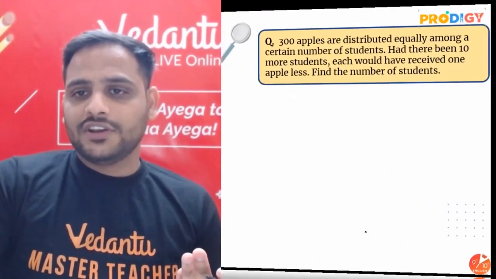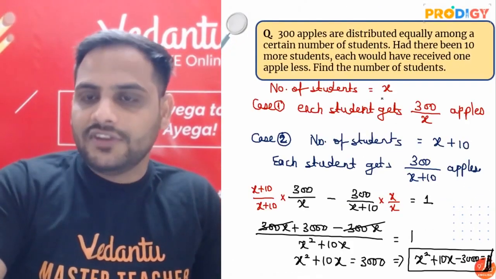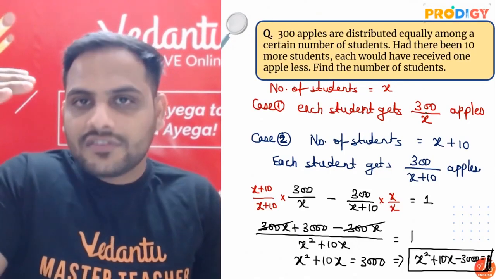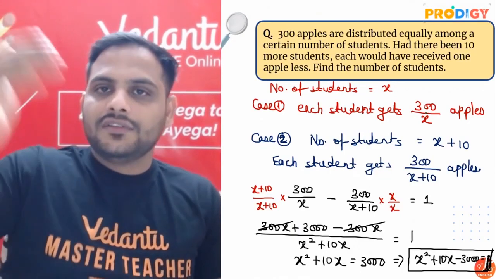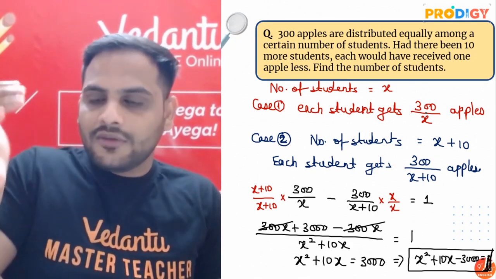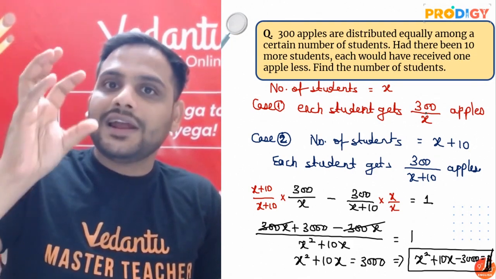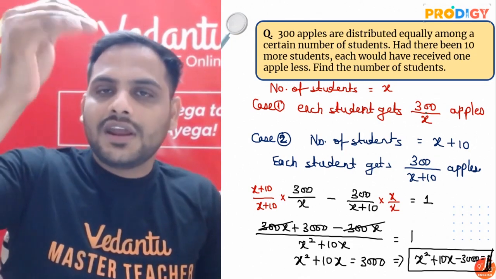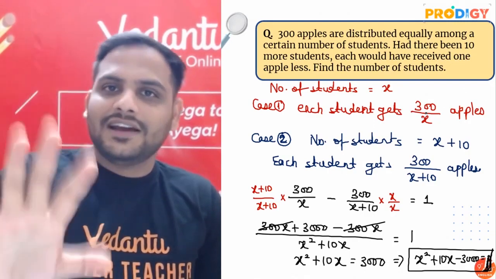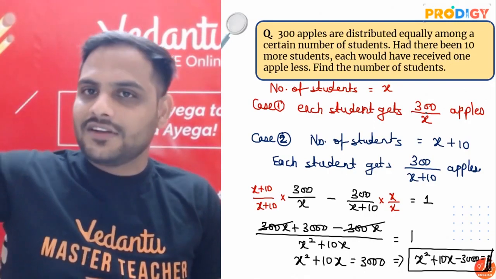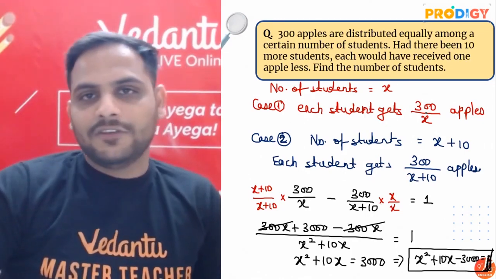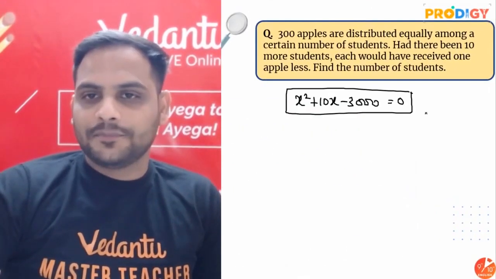And you can cross check also. In case 1, if there are 50 students, each student gets 300 upon 50, which is 6 apples. Now if I increase the number of students by 10, there are 60 students. 300 upon 60 is 5. Earlier each student got 6 apples, now each student gets 5 apples. As simple as that.